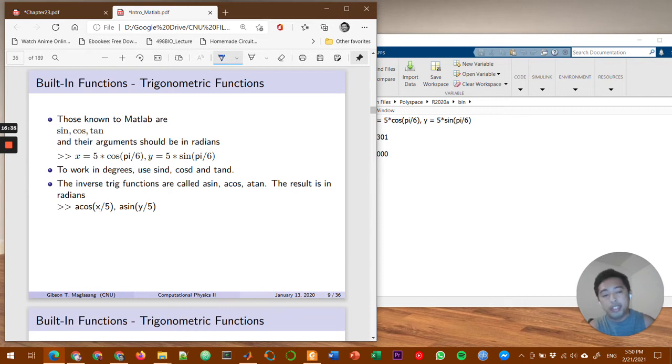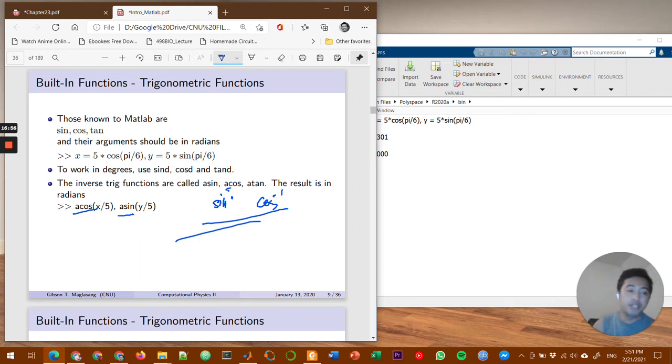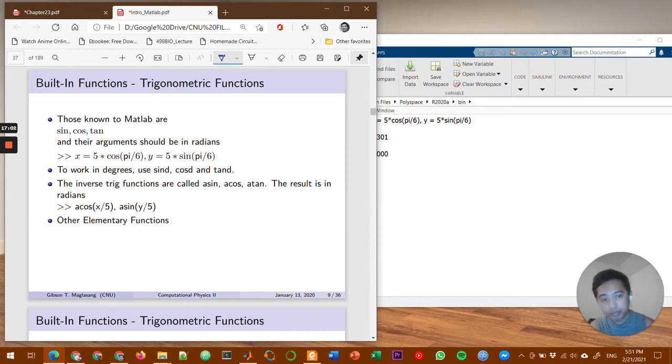Also in MATLAB, we can also work with arc cosine and arc sine, the sine inverse. So whatever you can do on a calculator, you can definitely do in MATLAB. And it's actually more than that. Heavy calculations and massive numerical calculations can be done in MATLAB. And also other elementary functions you can do.